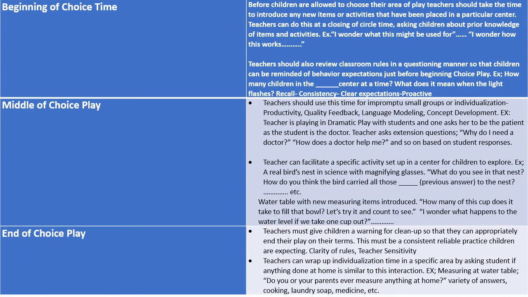Okay, and then we have the choice time when we choose to go. Before children are allowed to choose their area of play, teachers should take the time to introduce every new item or activity that has been placed in a particular center. Teachers can do this at a closing or circle time, asking children about prior knowledge of items and activities. For example, I wonder what this might be used for. I wonder how this works, right?